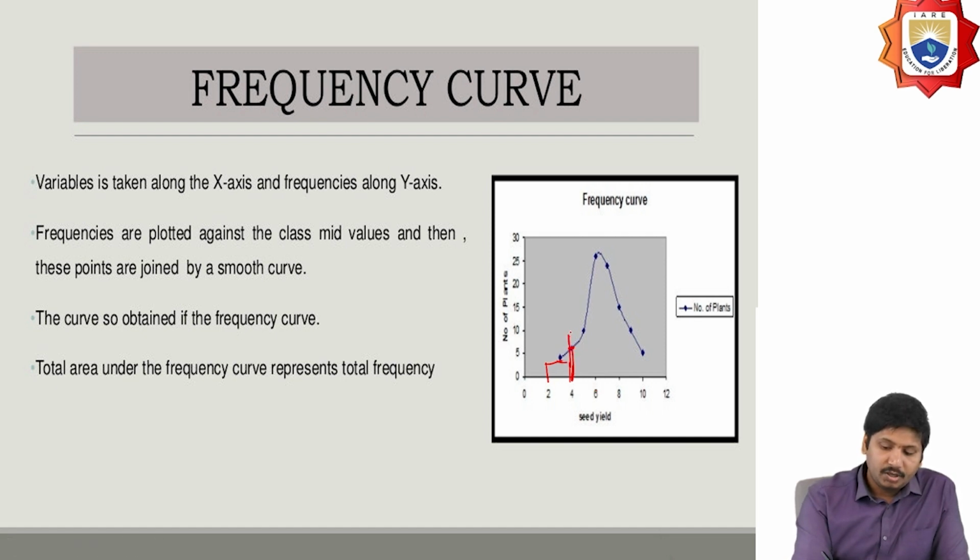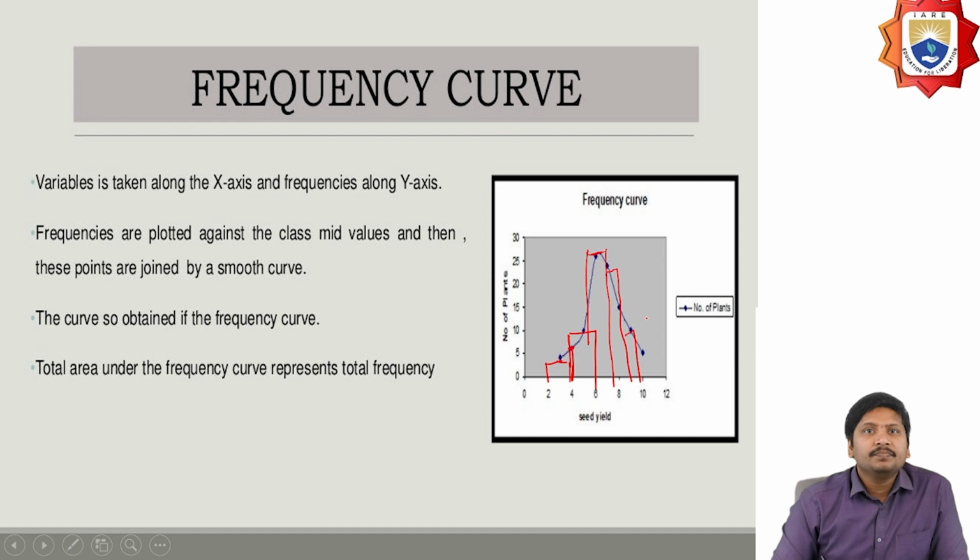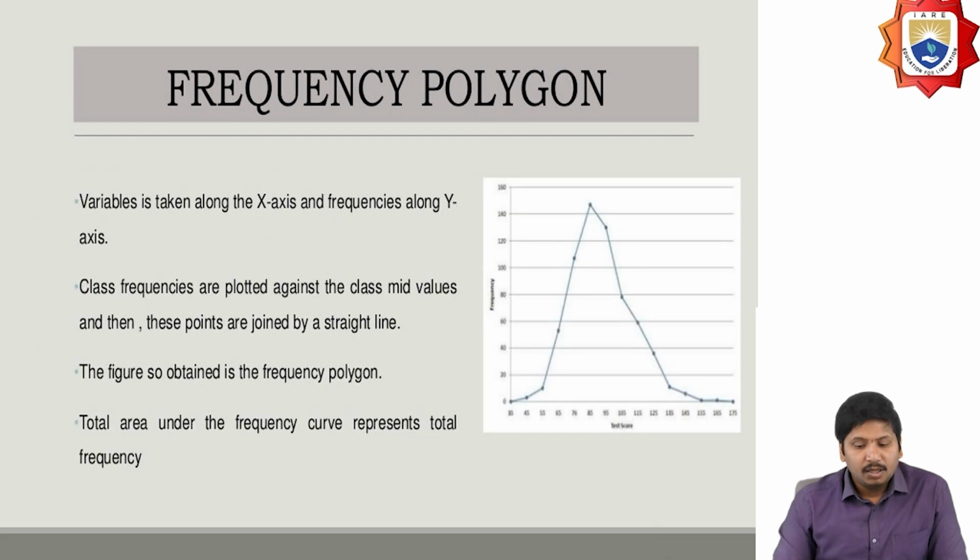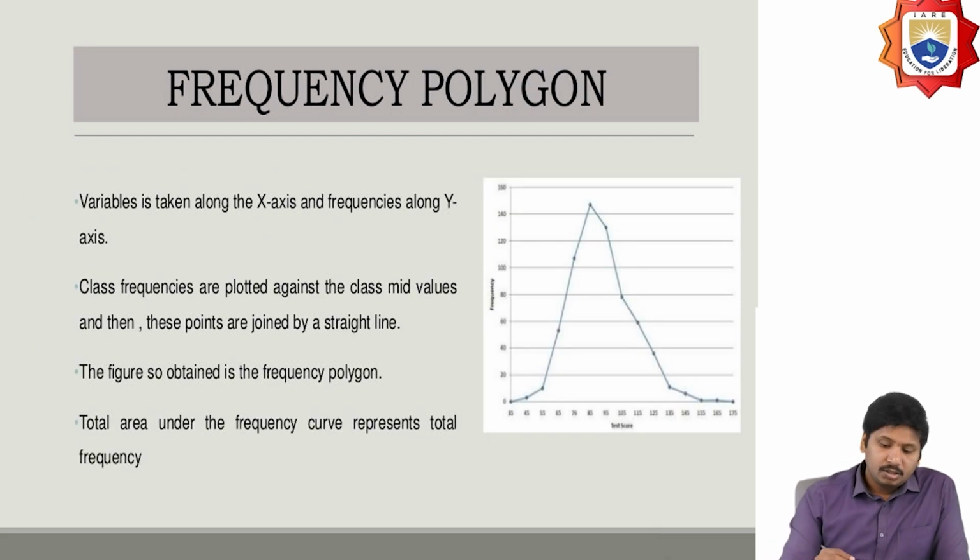So in between the interval and the next interval. For the frequency curve, the variables are taken on the x-axis, and the curve obtained should be in the form of frequency. And the frequency polygon should also be the same, where you are able to construct a histogram.